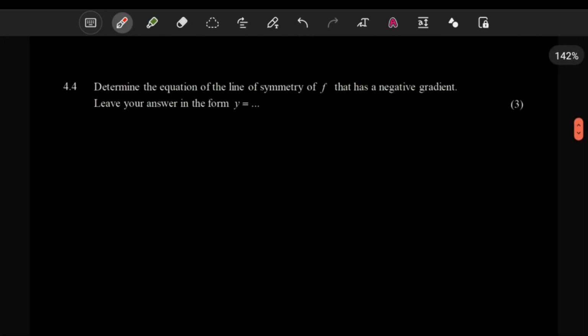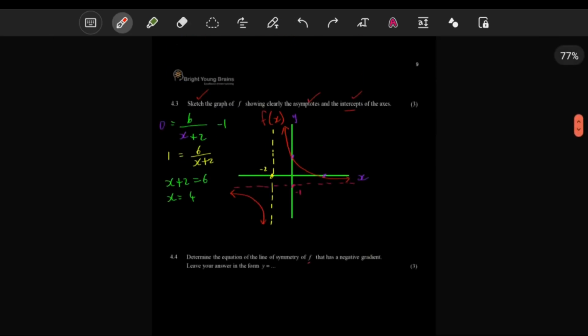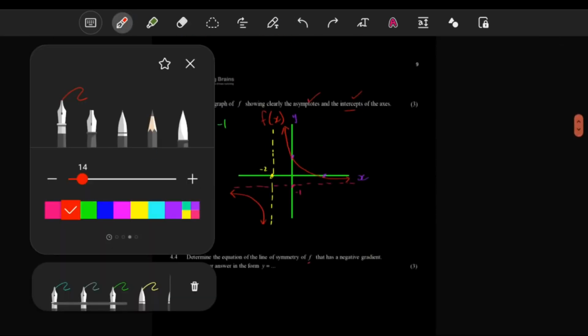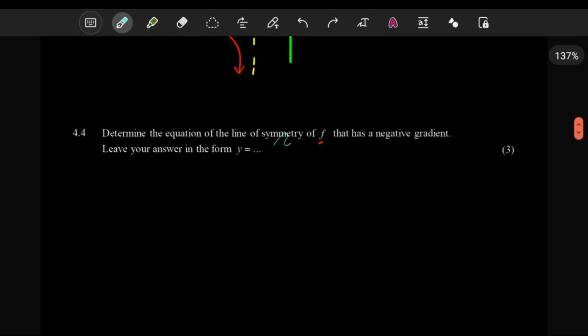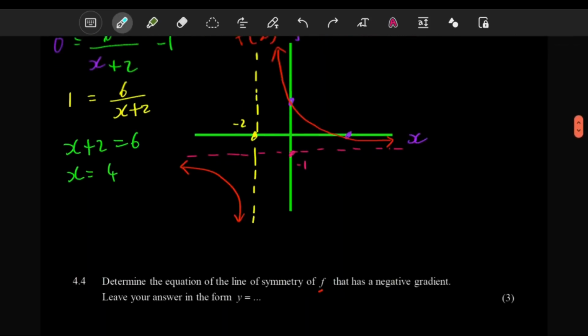So here it says determine the equation of the line of symmetry of f that has a negative gradient. And then it says leave your answer in the form y is equal to something. So the big issue with these kinds of questions is that they're easy. Wait, how is that a big issue now? Okay, it's not a big issue. It's just like, just know these things. You see here, the line of symmetry that they're talking about is this one here. There's a line that passes through this point. You have two of them. You have one that has a positive gradient. You have one that has a negative gradient. All this is covered in the courses.